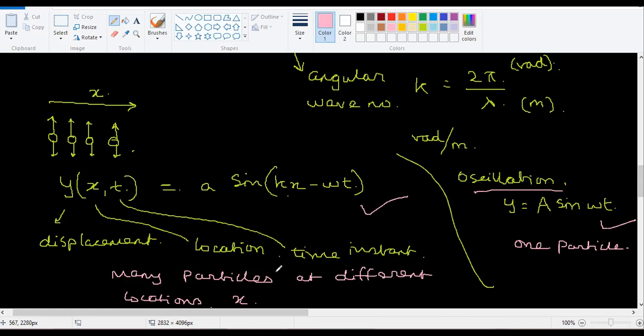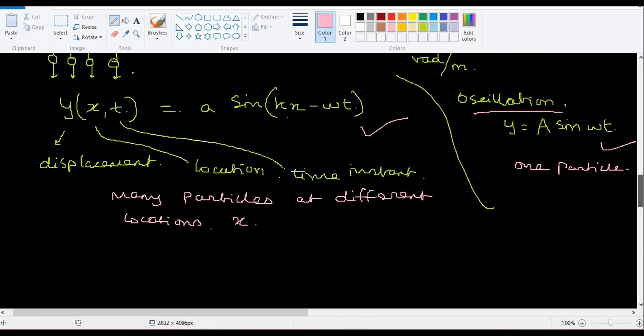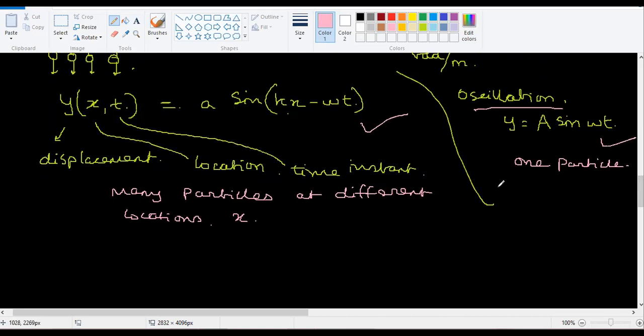Any questions? Why is there a minus? This is a bit confusing. Okay, so we'll talk about it as we progress. Only when I show you an example, you'll understand why there is a minus. I told you k is nothing but 2 pi by lambda, the angular wave number. Omega, I told you, is 2 pi by T.